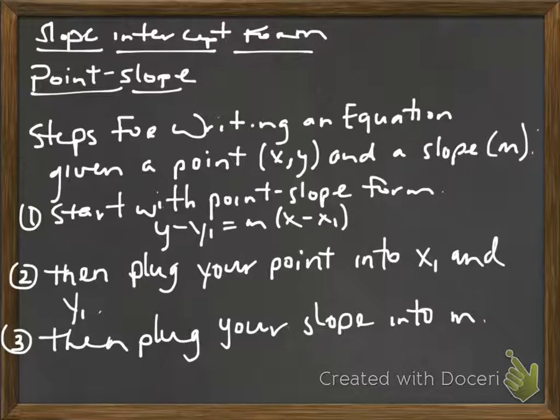So you're going to start with your point slope form, y minus y1 equals m times x minus x1. Then you're going to plug the point into x1 and y1, so you're going to plug in these right here. And then you'll plug your slope into m. So these three things are going to be replaced in your point slope formula once you start to use it.